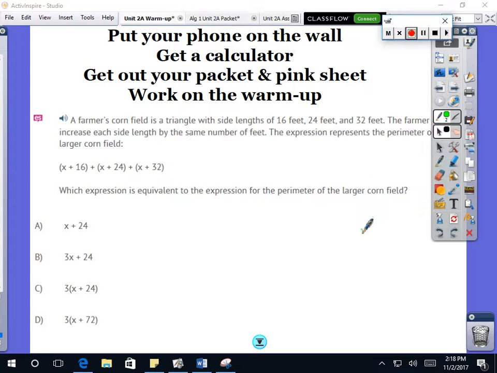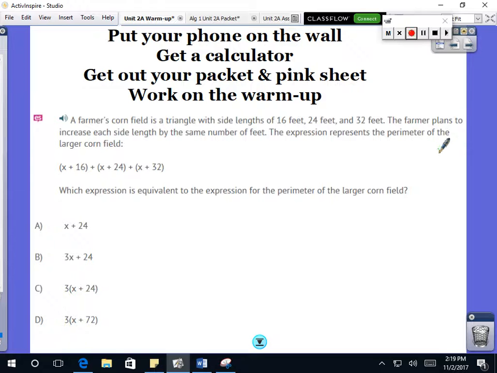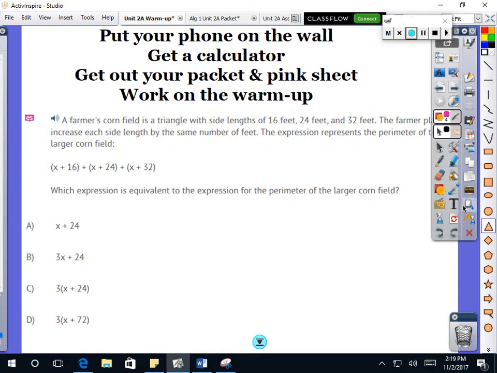Okay, a farmer's cornfield is a triangle with side lengths of 16 feet, 24 feet, and 32 feet. The farmer plans to increase each side length by the same number of feet. Okay, so he evidently wants to make more corn. He wants to increase the size of his cornfield, which is shaped like a triangle, by the same number of feet on each side.